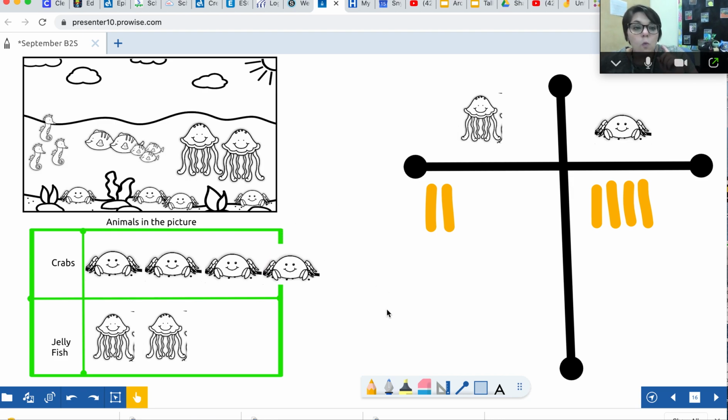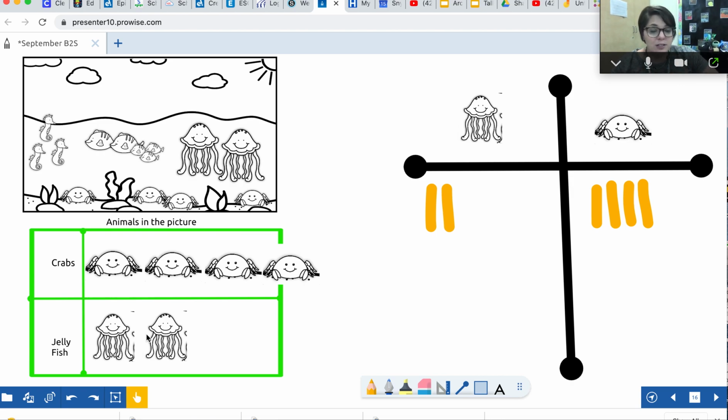Now, when I'm looking at this graph, there are some things that are really easy to tell. Which animal has more? Remember, more is greater. That word greater and more are the same. Greater and more. So which animal has more? Did you say crabs? Good job. What about jellyfish? How many jellyfish did we have? 2. We can tell that really quickly.